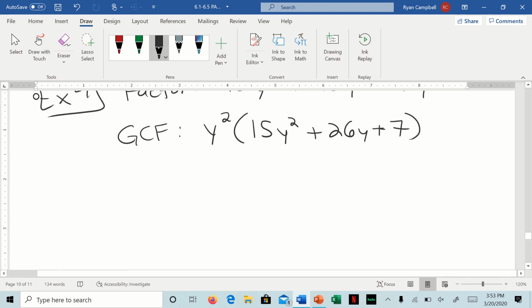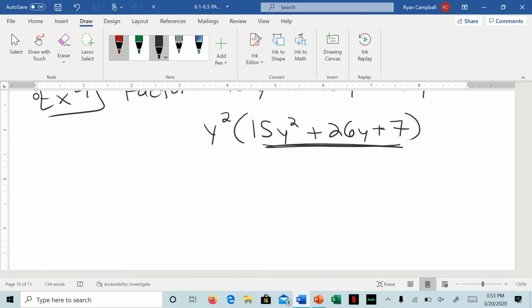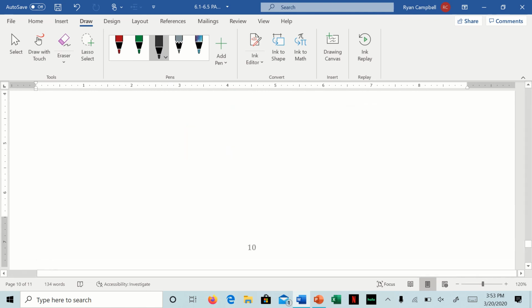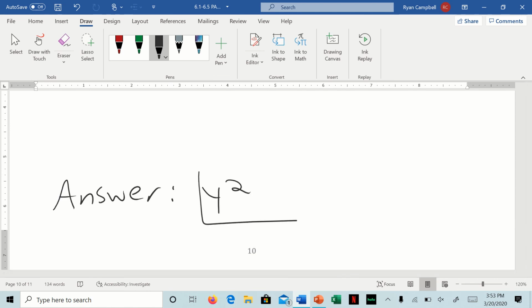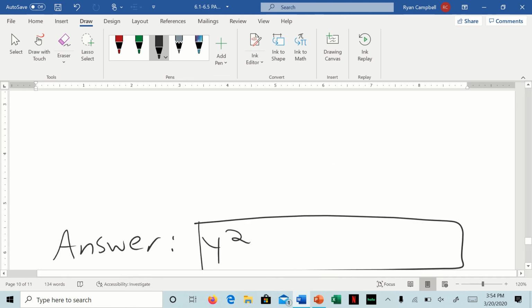Now we have to factor this part out. But what do we not need to forget? The super important thing is that y squared at the end. If you want to go ahead and go at the bottom of your problem, just say answer, and make sure to have that y squared encased in it. Just at the very bottom, say y squared and then go from there.